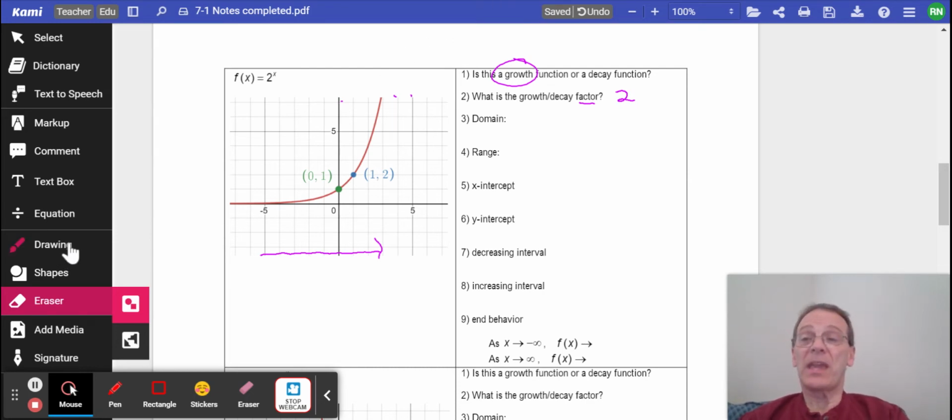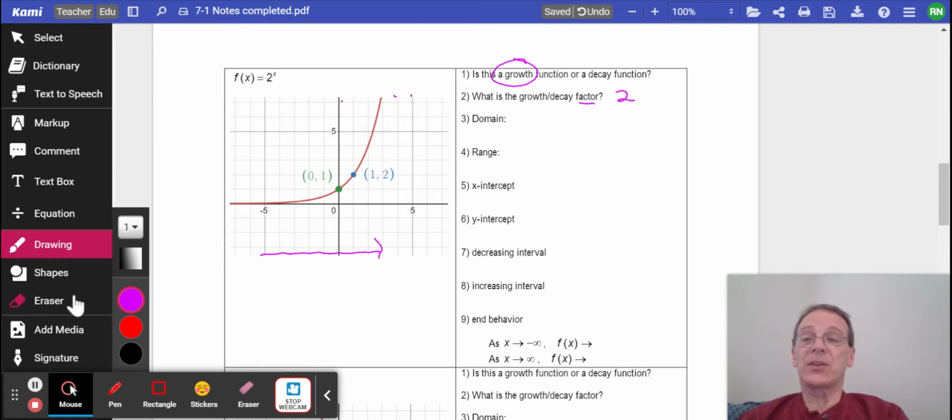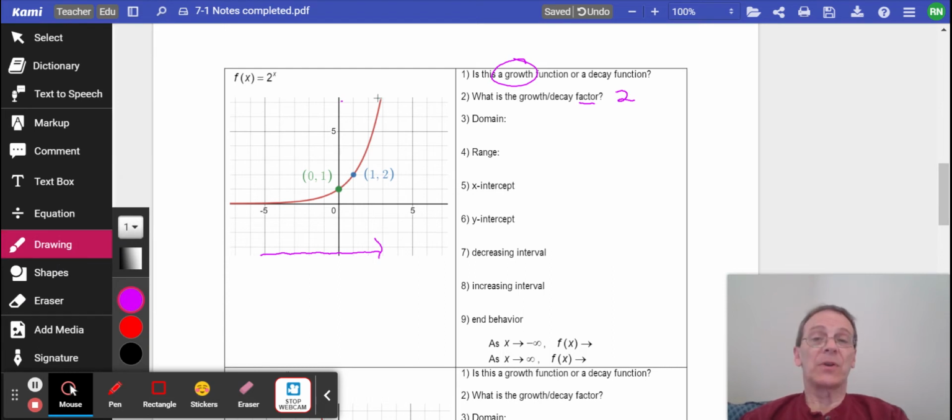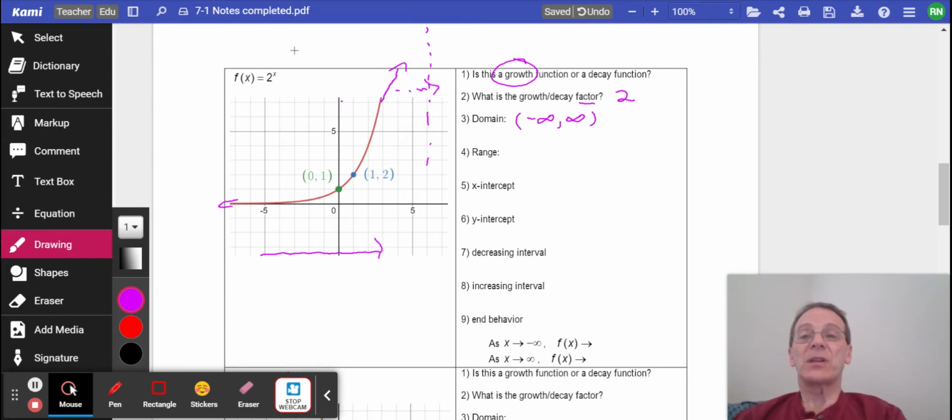Okay, what is the domain? Well, I said earlier that these functions have no vertical asymptotes. So this function is going to keep on going out to the right forever. There's no border, no boundary, no fence holding it in. Clearly, it seems to be going way out towards negative infinity that way. So the domain is all the way from negative infinity out to positive infinity. Remember, the domain is the x values or the input values. And if you look at this expression, 2 to the x, there's nothing that we couldn't put in for x. We could put in a billion for x.